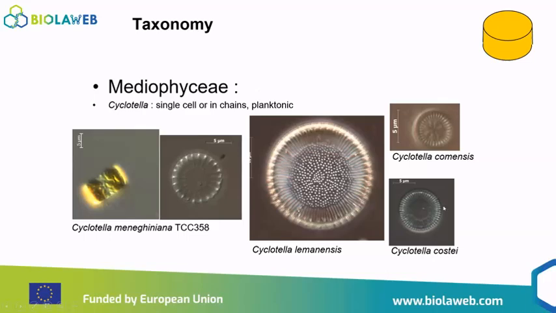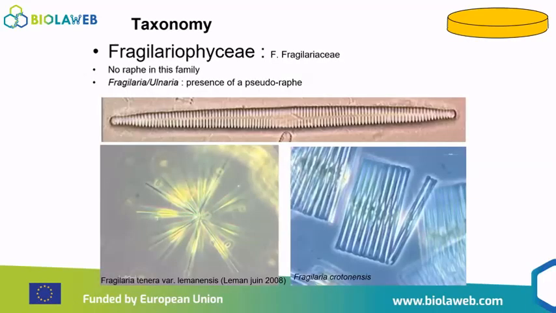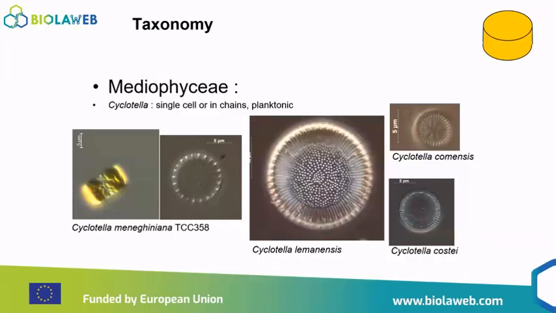Okay, let's continue. So all these species are planktonic. You see they have no raphe, they are centrics. The raphe is this fissure that enables diatoms to move. They don't need to move when they are planktonic.